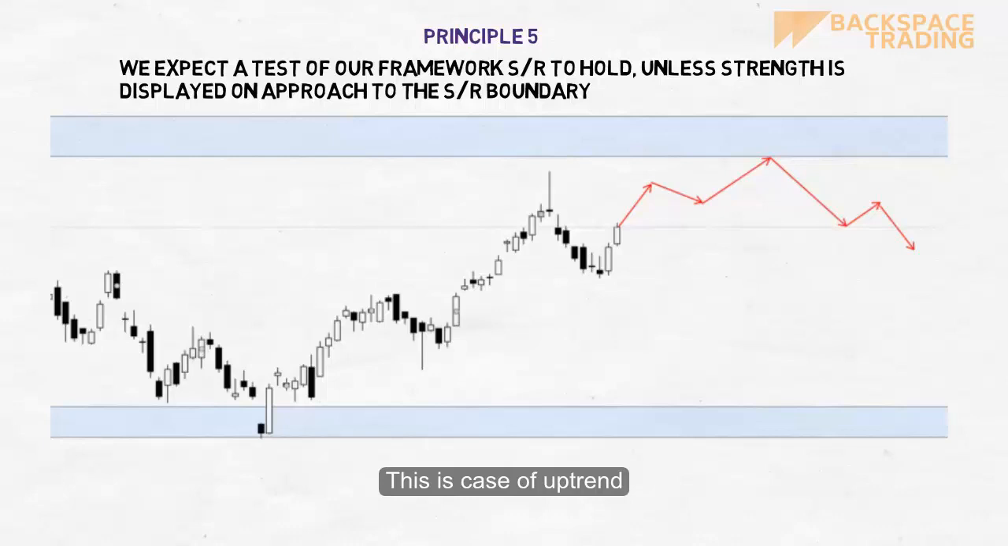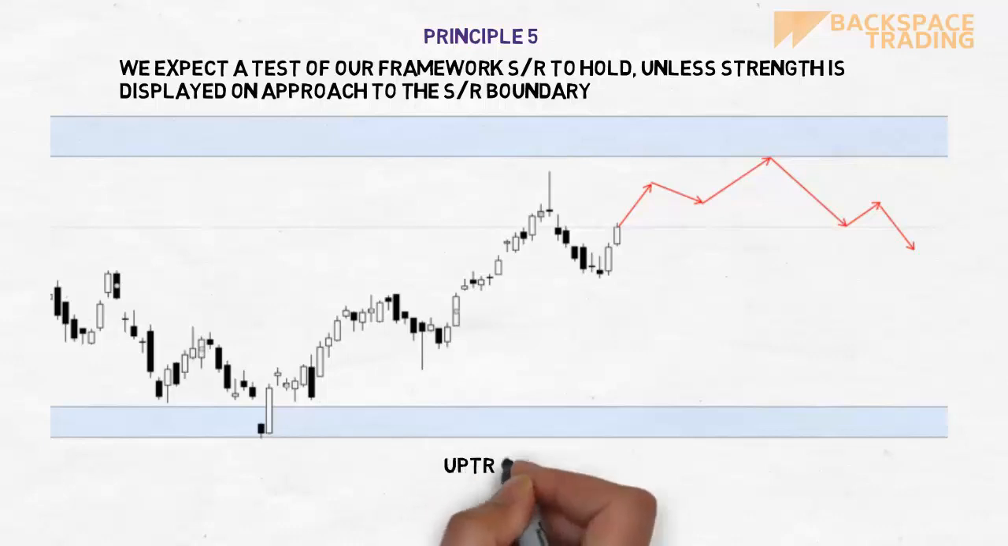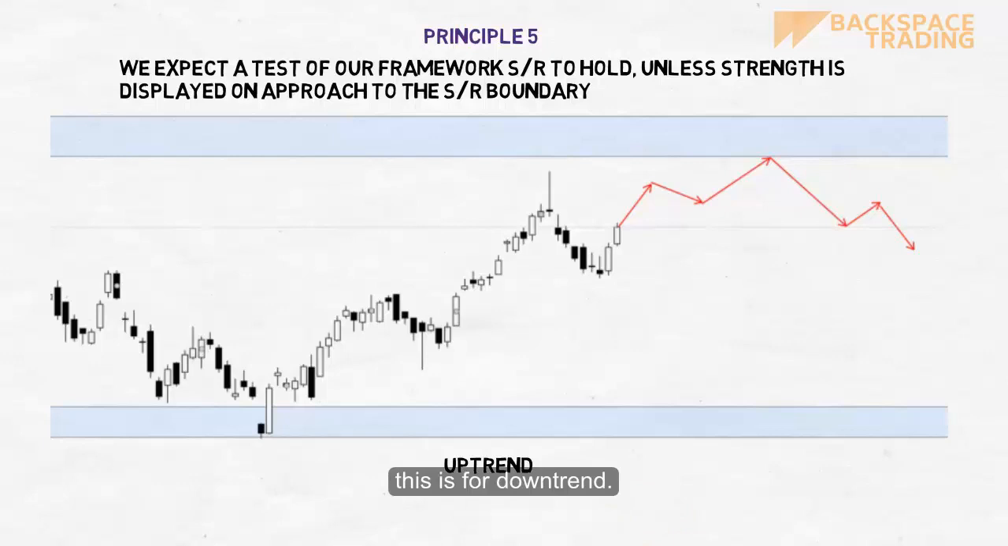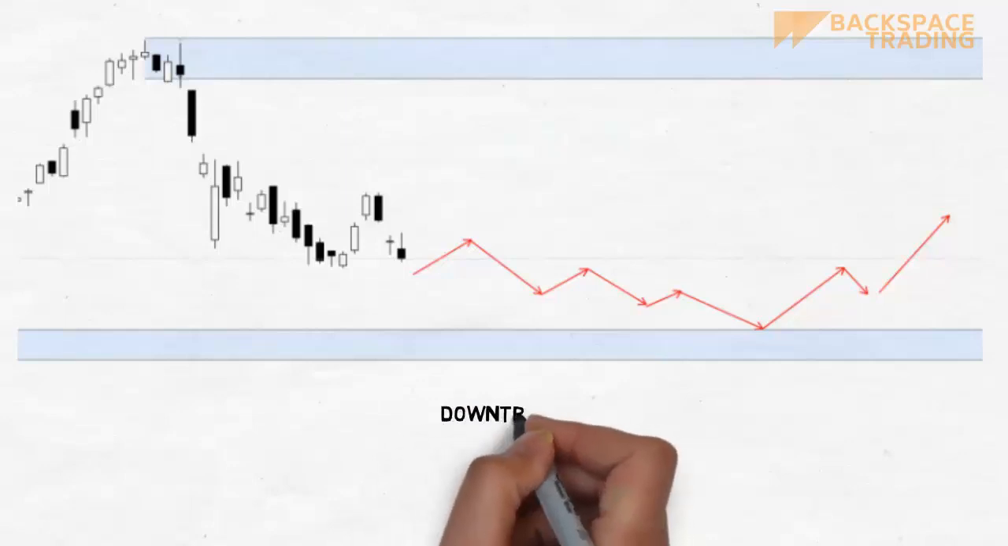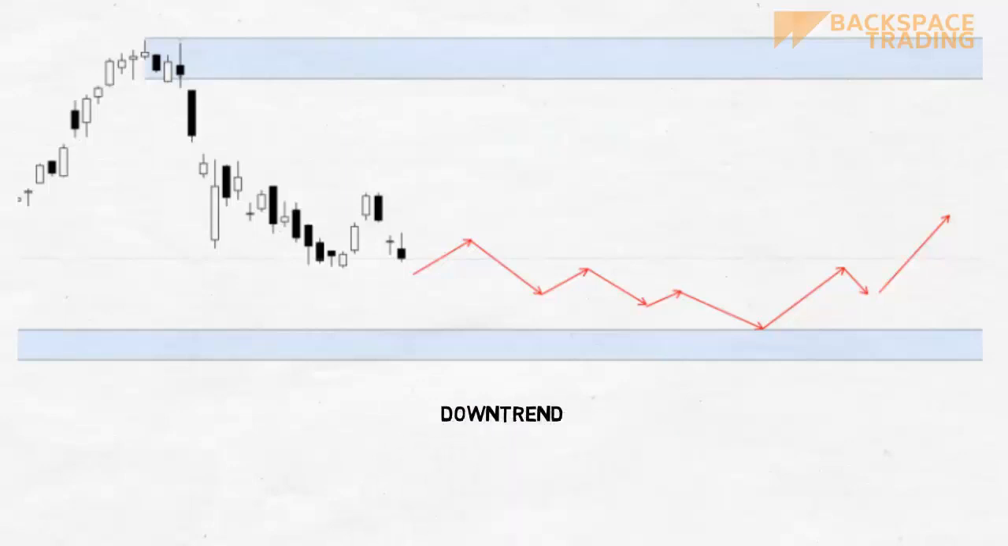Now this is the case of uptrend, okay, where it goes up and tests, it pulled down and it came down. Now let's see the downtrend as well. See, it is testing and moving a little up.